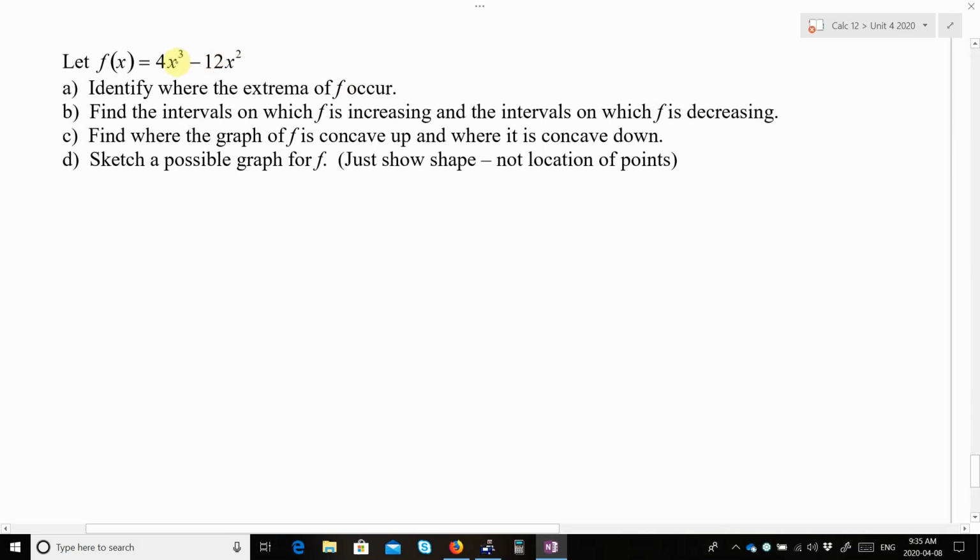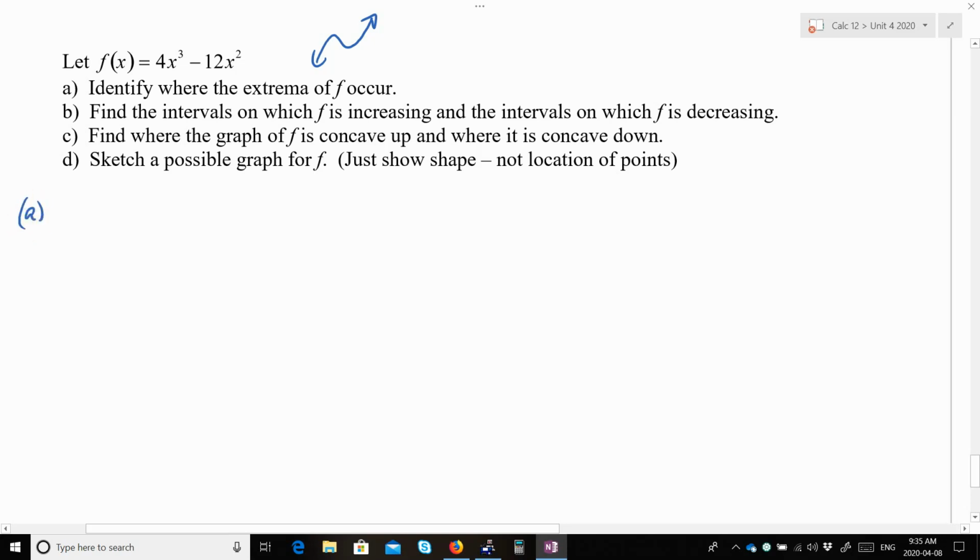Now, there are no endpoints to this graph. It goes from negative infinity to infinity. It's a John Travolta graph, right? It looks like this. It's a cubic. So it's not going to have an absolute max or an absolute min. So the extrema are just going to be local ones, which will occur at the critical points.